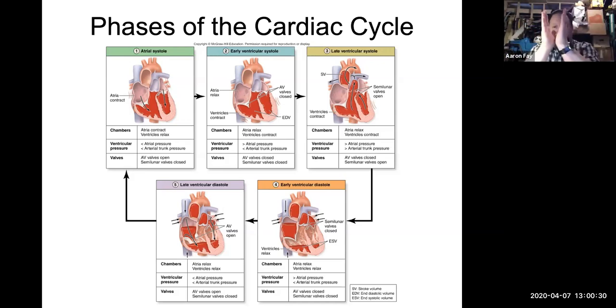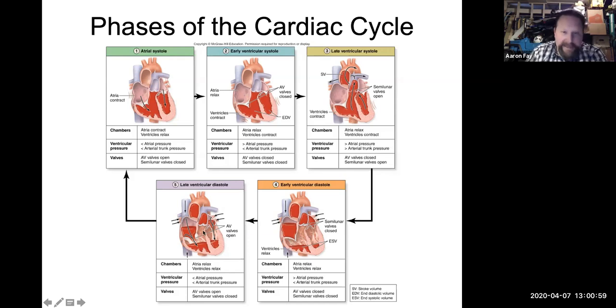Then the ventricles just start to relax, not fully, they just start to relax. The pressure inside the ventricle drops below the pressure inside the arteries. That causes the semilunar valves to close, right? Lub, dub. This is lub, this is dub. In this step, all four valves are closed.